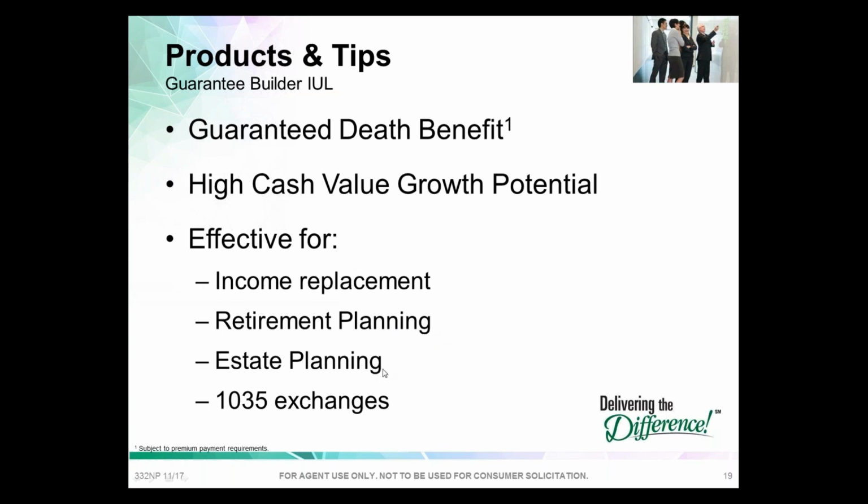Estate planning, of course, because it's guaranteed death benefit, and 1035 exchanges, because you can perhaps hit a lot of those 1035 triggers I talked about earlier, where you might get lower premium or more cash value growth, but you're also providing a guarantee where maybe there was none in the past. So the guarantee builder can fill in a lot of those holes.